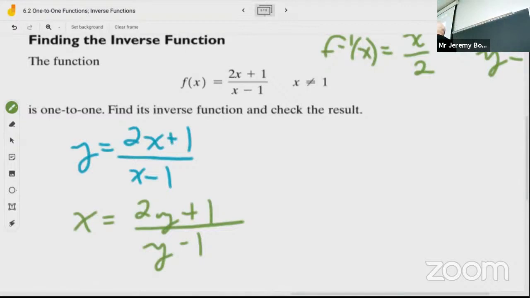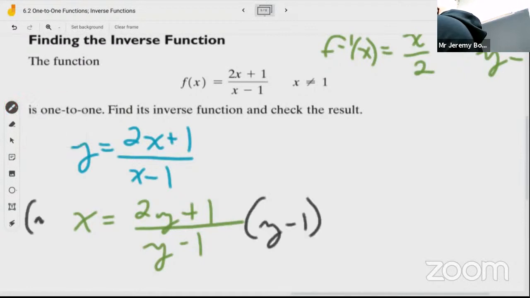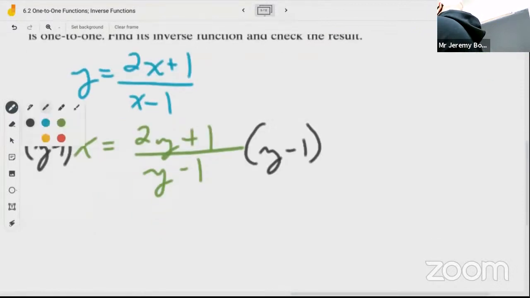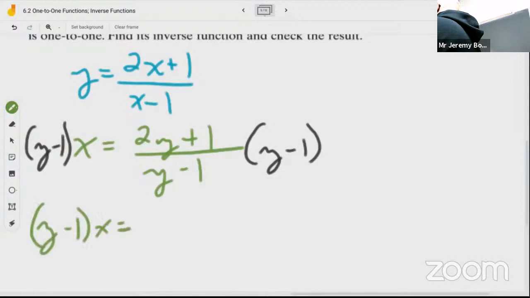We want to solve for y. How do you think we're going to solve this for y? This is a tough one. Multiply by what? Yep. We're going to multiply both sides by y minus 1. And so we're going to end up with y minus 1 times x is equal, this is reduced, so you have 2y plus 1 left on the right hand side.